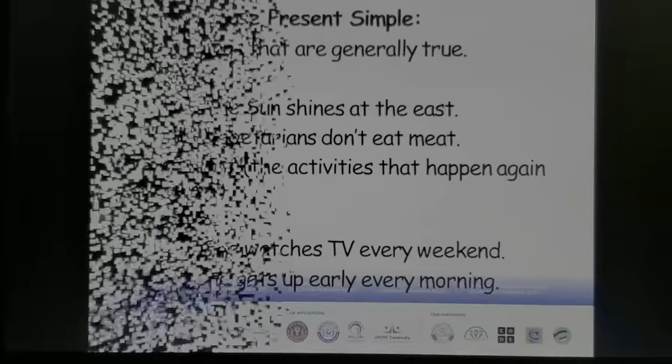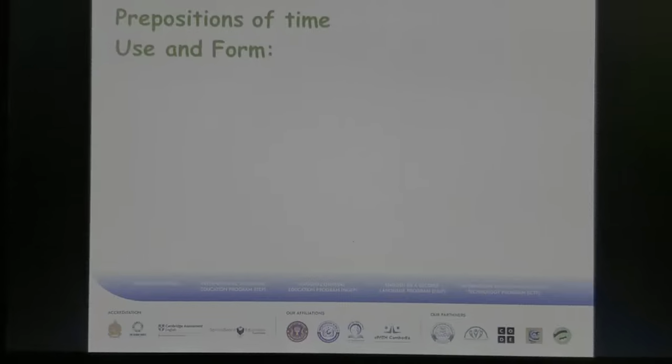Okay, so prepositions of time. Remember prepositions of time? So, prepositions of time, use and form. When to use and how do we form it? Preposition on is used with days and dates. Days of the week: on Monday, on Tuesday, on Wednesday, on Friday. Okay, on.